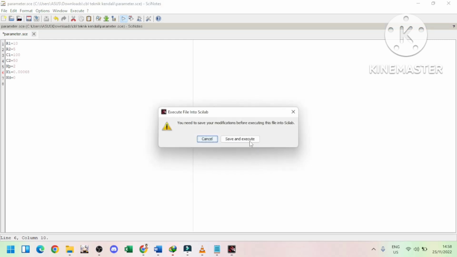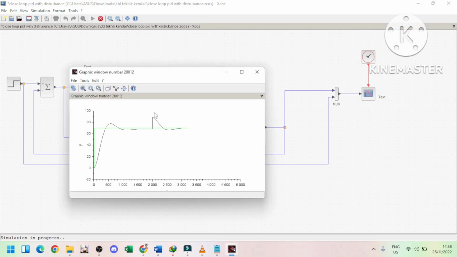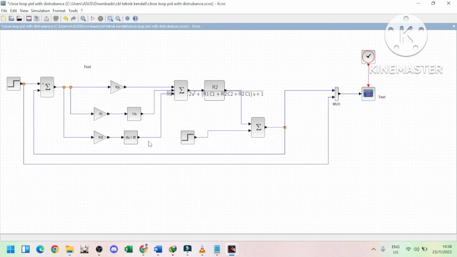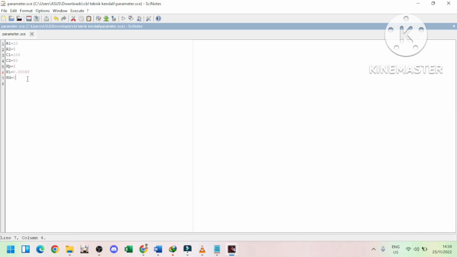Back to the value we adjusted before, and we get the result. Yeah, the steady state error is not completely gone, but it can't be seen anymore. So I think it's enough for the change of the value of Ki.